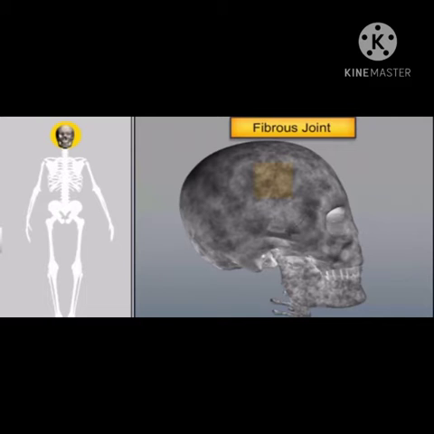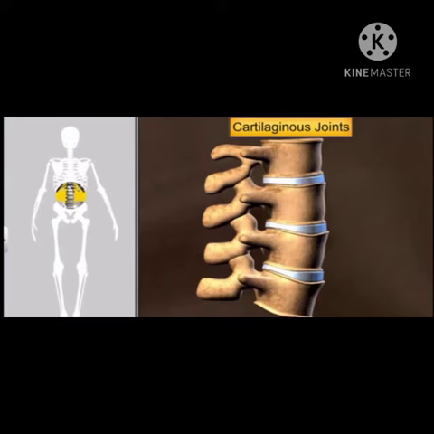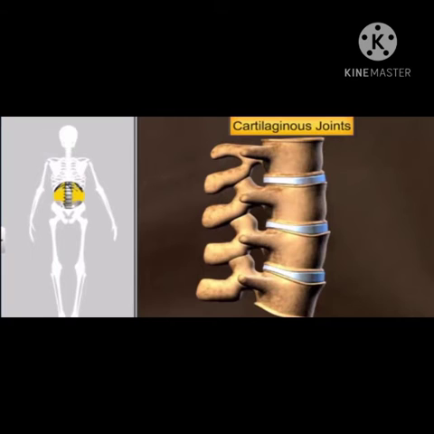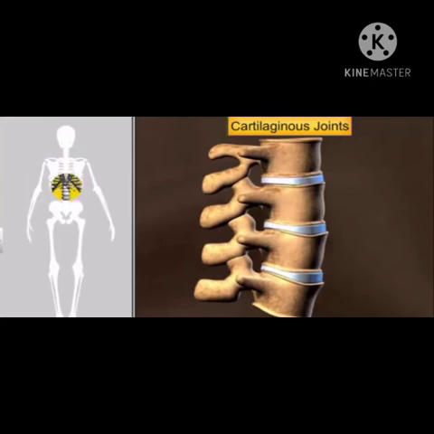Next type of joint is cartilaginous or slightly movable joints. Actually, cartilaginous joints are those joints in which cartilage joins two bones. Just look here. This is actually your vertebral column. Okay, and these vertebrae are joined by cartilage. And these joints permit only slight movements between the bones. An example of a cartilaginous or slightly movable joint is what? The joint between the vertebrae, right?